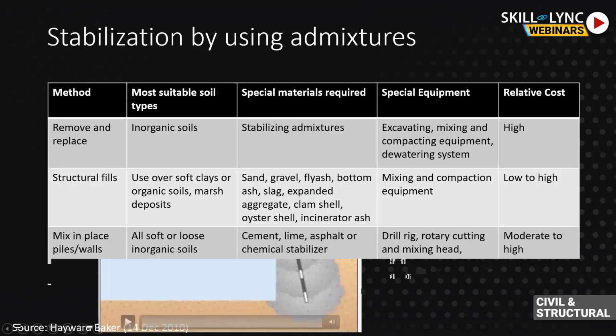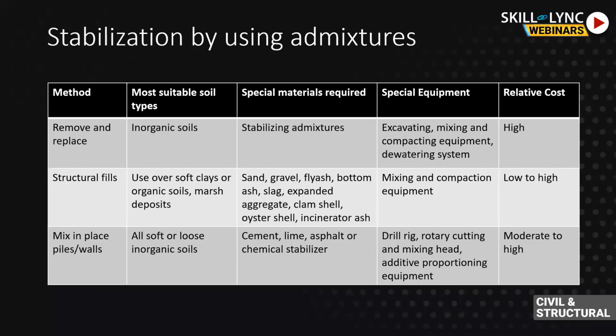Stabilization using admixtures. There are three methods in this. The admixtures could be anything from sand or gravel or cement or lime. Earlier the method followed was remove and replace, but this is possible only if a very small volume of sand is to be improved. When there is a large volume of sand to be improved, this doesn't prove to be economically viable. Another method that is being used for mixing admixtures is mix in place piles or walls, or it can also be called deep mixing.